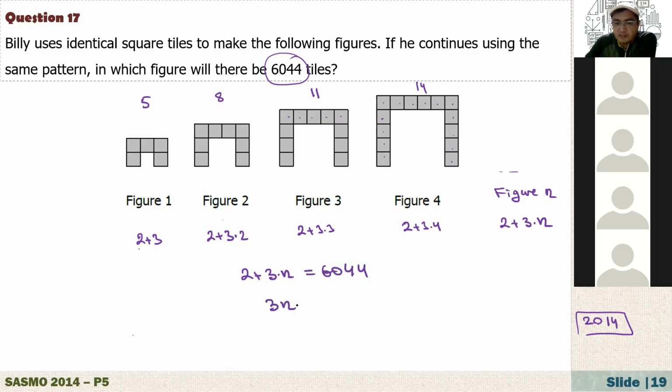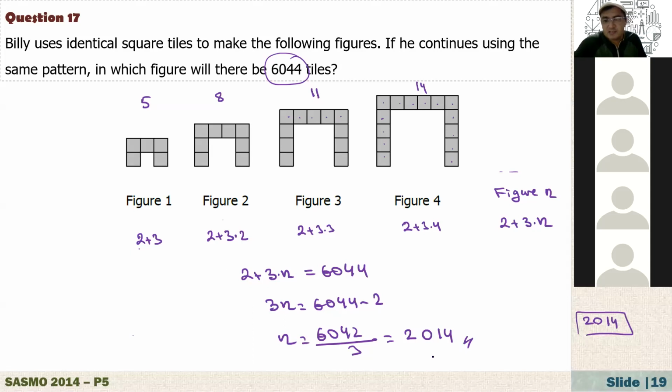What is 3n? It is 6044 minus 2. Then what is n? 6042 divided by 3 is equal to 2014. Very good. Did you solve it like this? Nargiz, Ismail, Aydin? Yes. Very good.